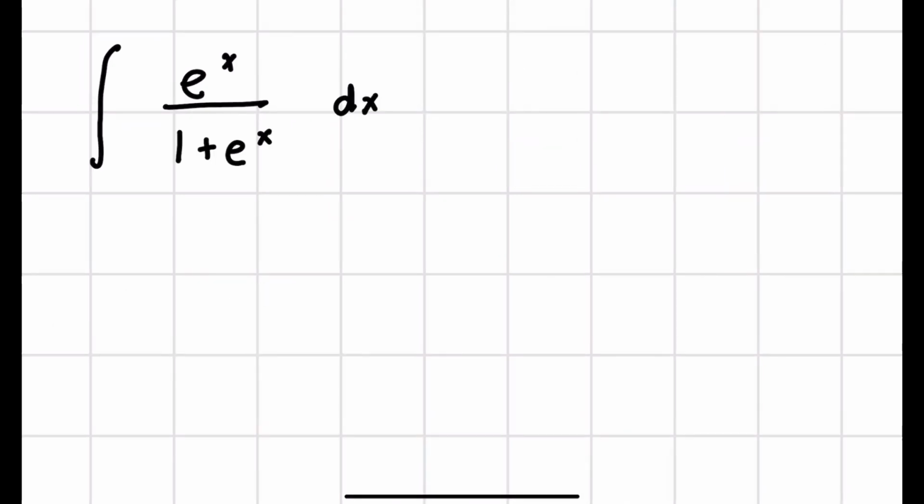Example, try to pause the video and do this by yourself. So think of what integration technique you guys would try to use. So let's try to use u substitution. And let's substitute 1 plus e to the x. So u is equal to 1 plus e to the x.